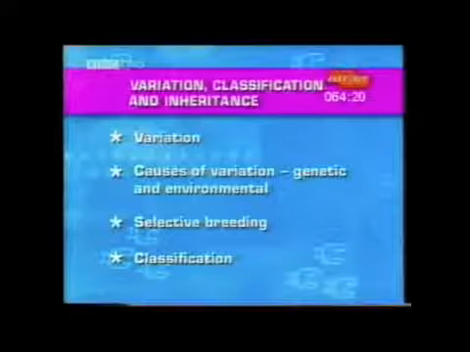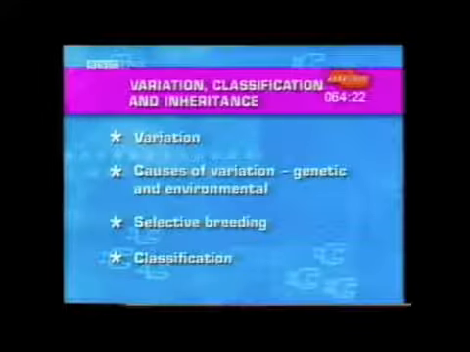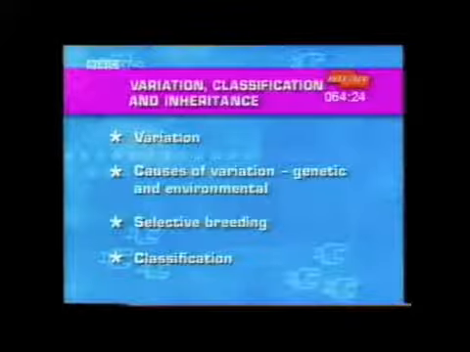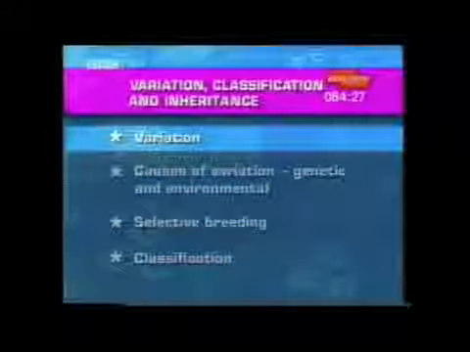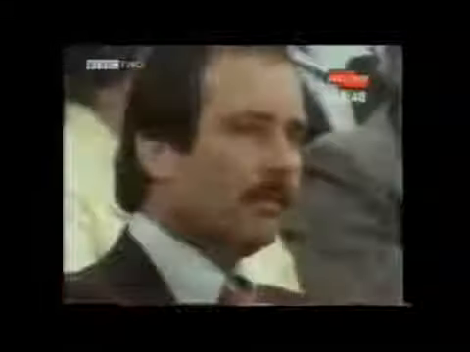This unit on variation, classification and inheritance is split into 4 sections. So let's kick off with variation. A species is a group of living things that can interbreed successfully to produce fertile young. Human beings are one species, fish another, roses another, and grasses another. But if we look at ourselves within our own species, we are very different from each other. Variation is the name given to these differences between members of the same species.